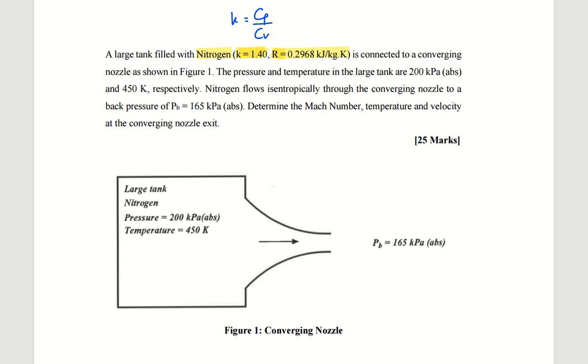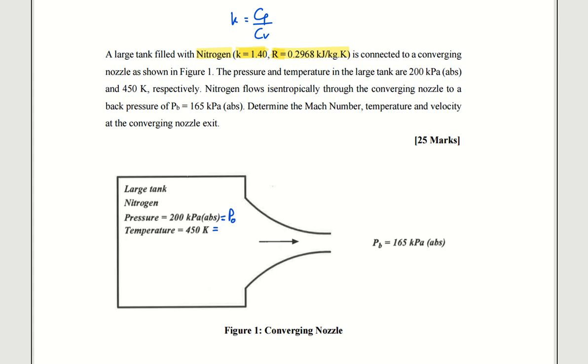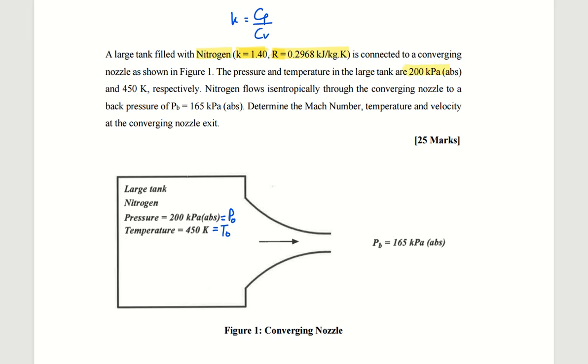So the tank is connected to a converging nozzle as shown in the figure. The pressure and temperature in the large tank are 200 kilopascal absolute and 450 Kelvin. So these will be your stagnation pressure and temperature. All right. Then the nitrogen flows isentropically through the converging nozzle to a back pressure of 165 kilopascal absolute. So the P back, the back pressure, is 165 kilopascal absolute.